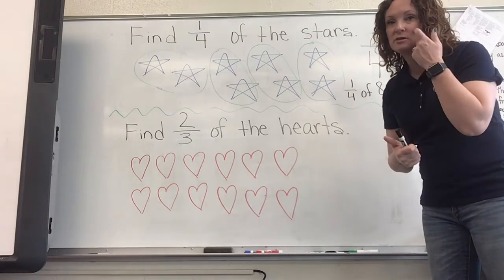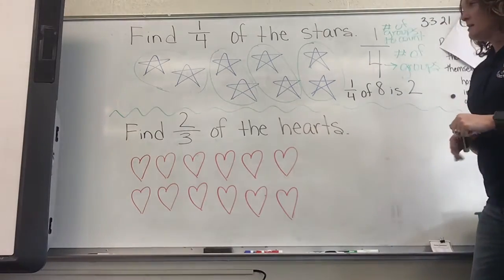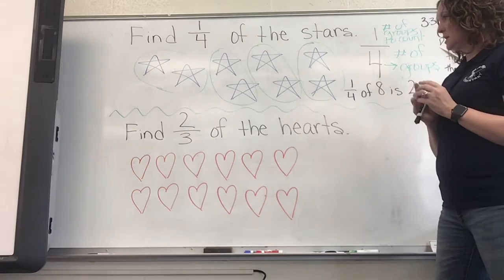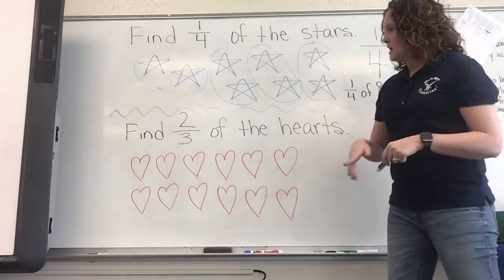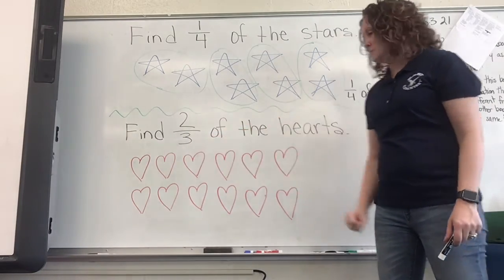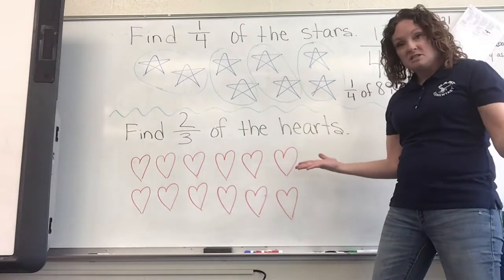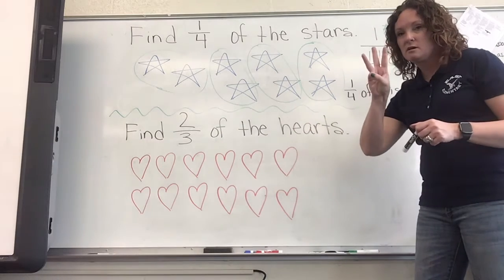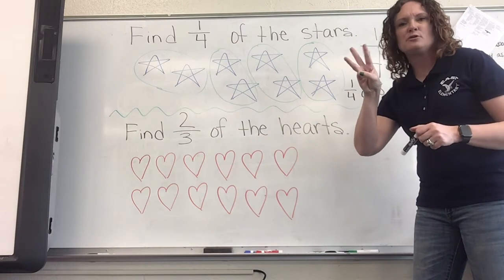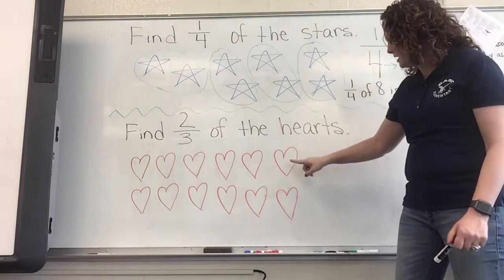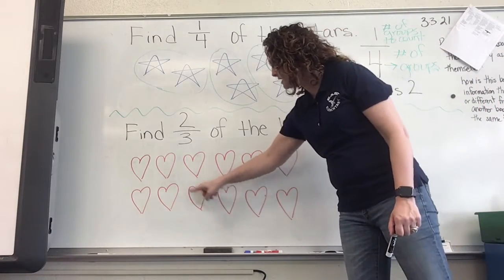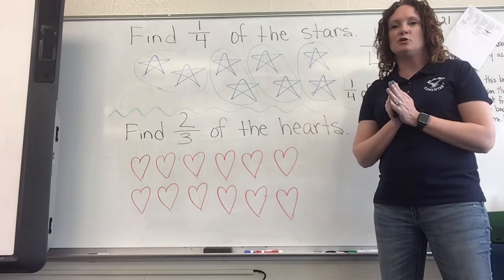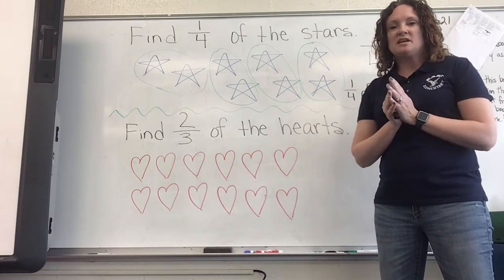All right. Let's try one more. Find 2/3 of the hearts. So, I know I need 3 groups, because denominator, that's how many groups you gotta have. Divide my hearts into 3 groups. 3 groups of what, though? Let's see, how many do I have? 1, 2, 3, 4, 5, 6, 7, 8, 9, 10, 11, 12. So 3 groups of something equals 12.